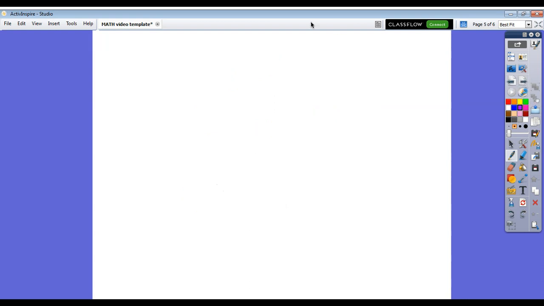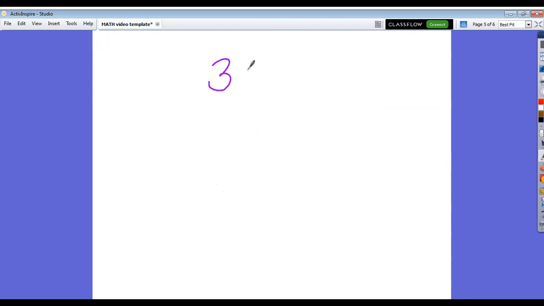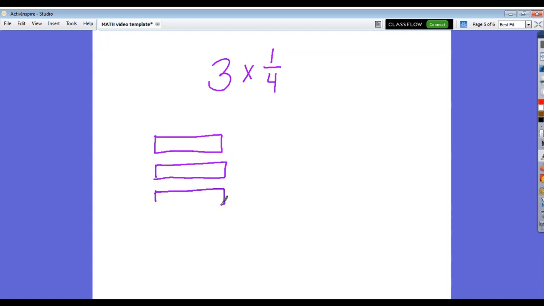The same concept can be applied to multiplying a whole number times a fraction. So if I looked at 3 times 1/4, I would have 3 groups. So here are my 3 groups. And in each group, I would have 1/4. So I'm going to cut each group into fourths. And then each group is going to have 1/4 shaded in. So here's my model of 3 groups, 1, 2, 3, of 1/4.